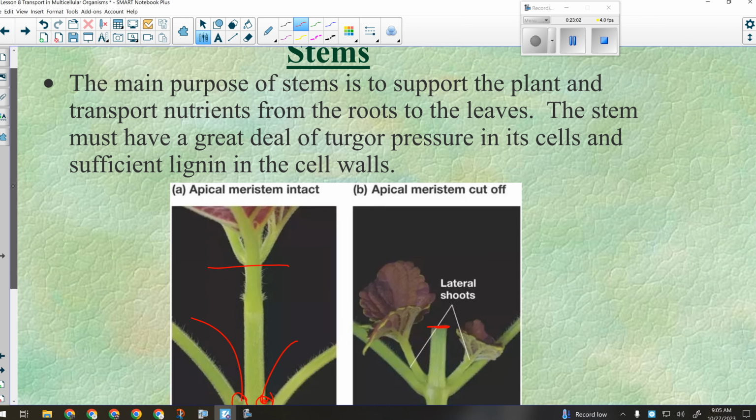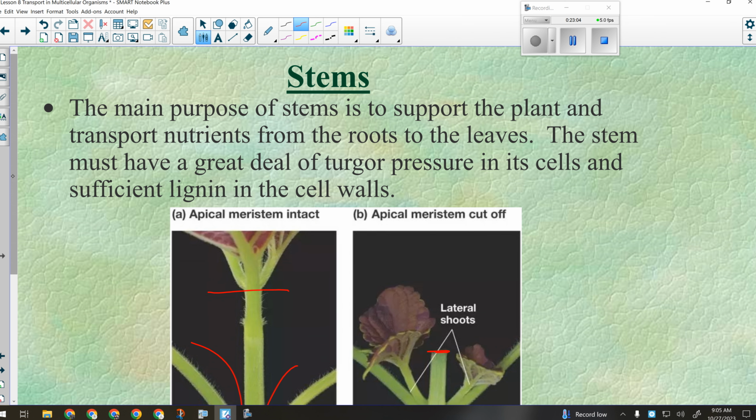probably will. Okay, so stems also use turgor pressure, but they can also use lignin, depending on whether it is a woody plant, like a tree, or whether it's a plant like those ones there that are more fleshy.